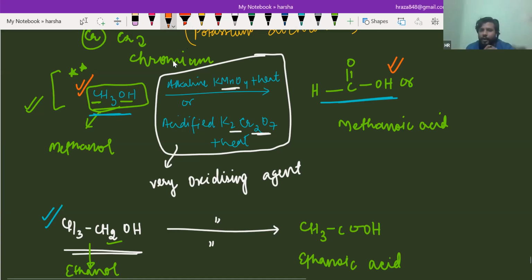Actually, in the previous class, we have discussed this oxidation, in which we have seen that alcohol can be oxidized to carboxylic acid using a strong oxidizing agent. This KMnO4, alkaline KMnO4, is a strong oxidizing agent, and this K2Cr2O7 is also a strong oxidizing agent, which helps us to convert this alcohol into carboxylic acid directly.